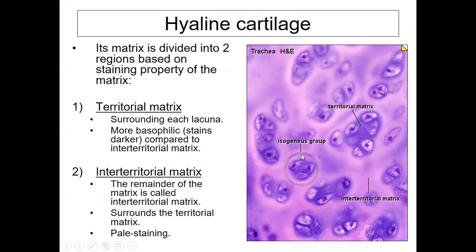Okay, and then you can see here, this is the group of chondrocytes present inside the lacuna. So this is the isogenous group.